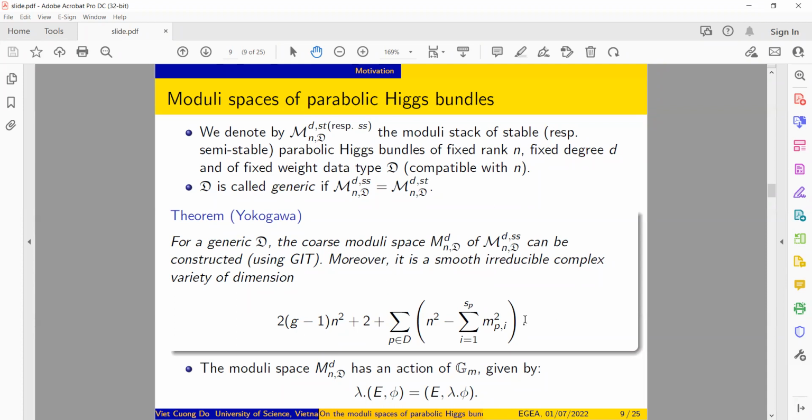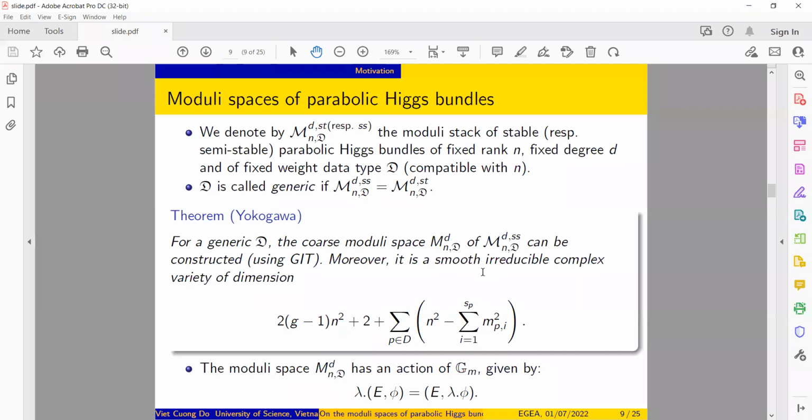Okay. And here you see that we need only the condition about the weight data, it must be generic, and we don't require that N and D must be coprime. Here N is the rank and D is the degree, coprime. So that's the reason why I believe that I can use this work to remove the condition on the algorithm of Garcia-Prada, Hitchin and Smith.